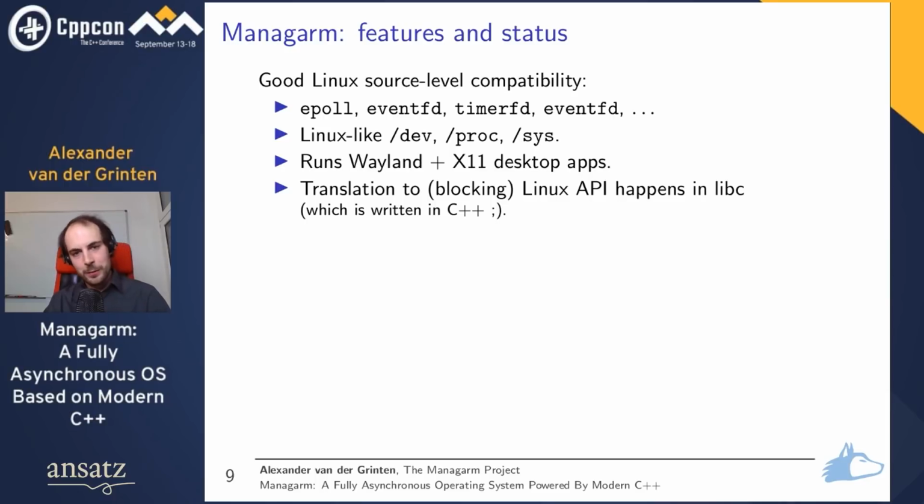When I say we can do that, of course, we need to translate between our asynchronous API and the Linux blocking API. And that has to happen somewhere. And in our case, it happens in a C library. So the C library sometimes does an asynchronous request and then just blocks for its completion. That's basically the cost of using the emulation layer. For applications that use our native API, this translation obviously doesn't happen. Otherwise, there would be no benefit. By the way, our libc is also written in C++, which might be a nice insight.